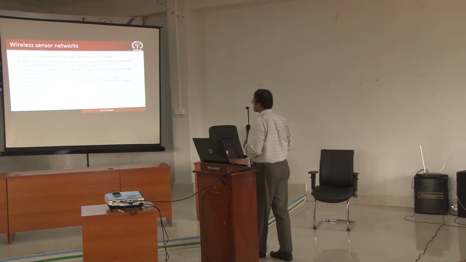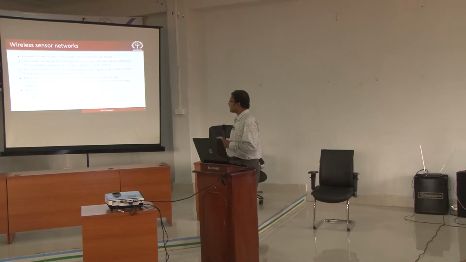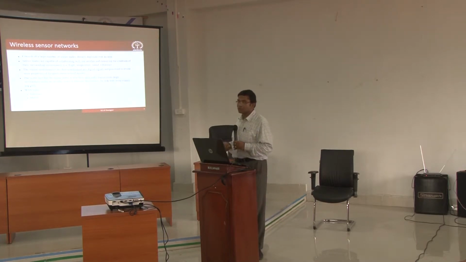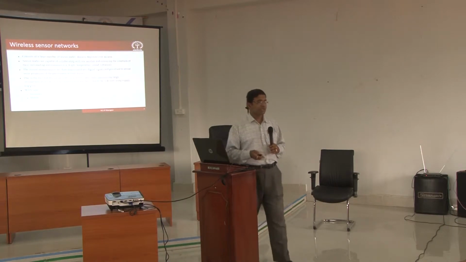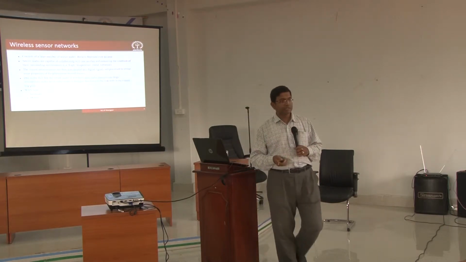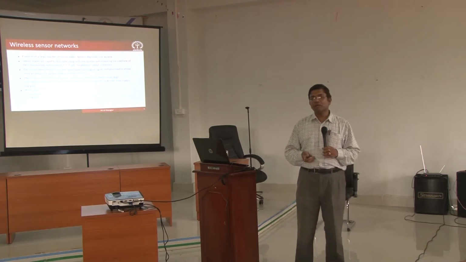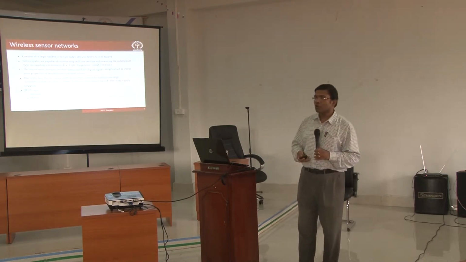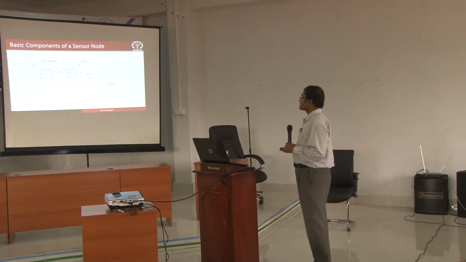These sensor networks are of two types, stationary as well as mobile. If all the nodes in the network are stationary, then you call it a stationary sensor network. Whereas if some or all of the nodes are mobile, then you call it a mobile sensor network.